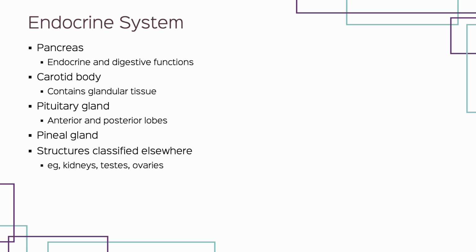The pineal gland is small, cone-shaped, and above the cerebellum, and it's also close to the thalamus deep within the brain. It secretes melatonin, which is thought to play a role in biorhythms and the sleep-wake cycle, and it may be involved in other functions. The kidney, testes, and ovaries are glands that secrete hormones. These three glands are covered within other sections.